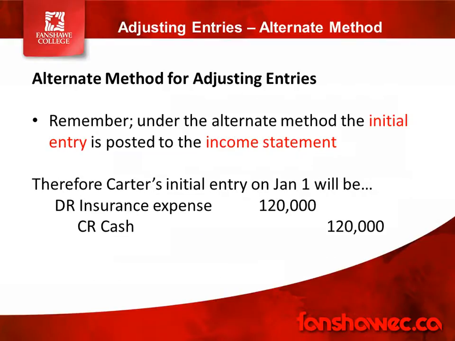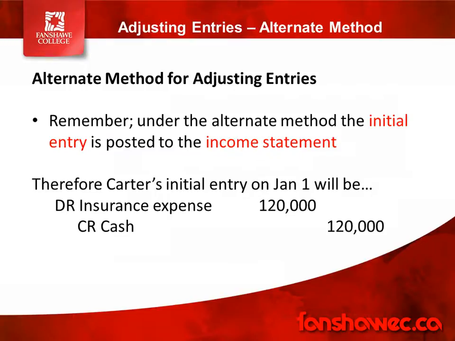So if you remember, under the alternate method, the initial entry is posted to the income statement first. So when Carter pays that full premium amount on January 1st, which is $120,000, he's going to debit insurance expense, right? Income statement first, and then he's going to credit cash. So this is the opposite of what you're used to. When he makes the full payment, he's going to debit insurance expense and credit cash.